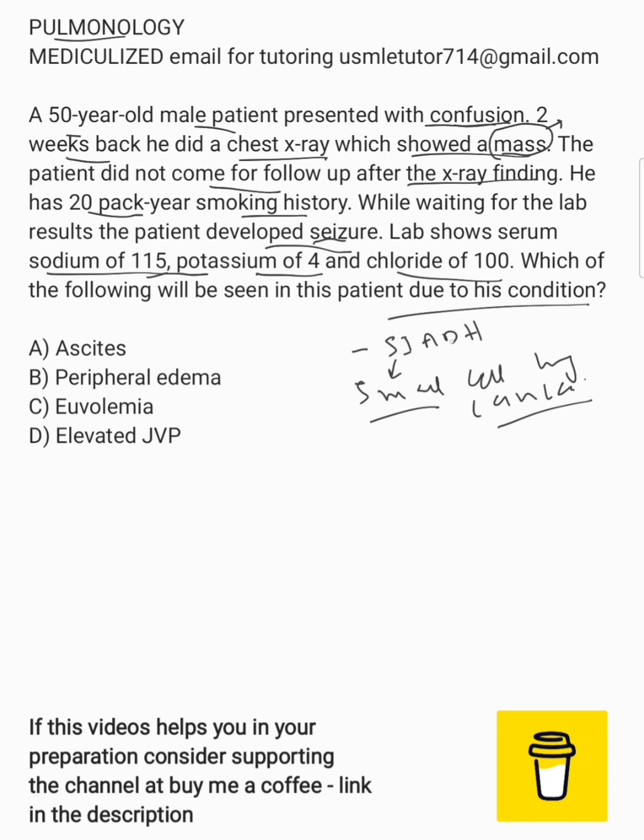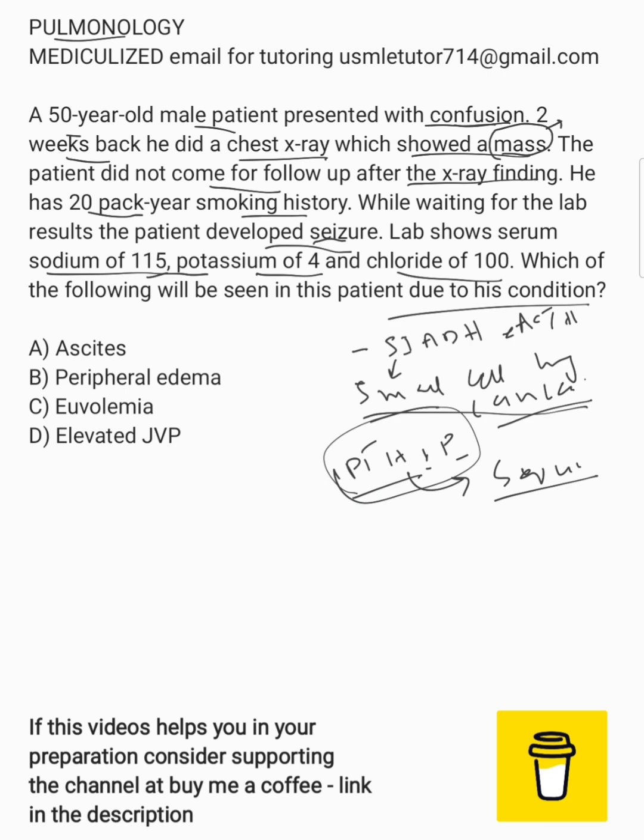All the other paraneoplastic syndromes include ectopic ACTH production, which can cause Cushing's. Also, PTHrP is another ectopic production of a hormone that is also a paraneoplastic syndrome. But remember, PTHrP, parathyroid hormone related peptide, would be associated with squamous cell carcinoma and not small cell carcinoma. So if you see hypercalcemia with a lung mass and smoking history, think about squamous cell carcinoma that releases this PTHrP, parathyroid hormone related peptide.